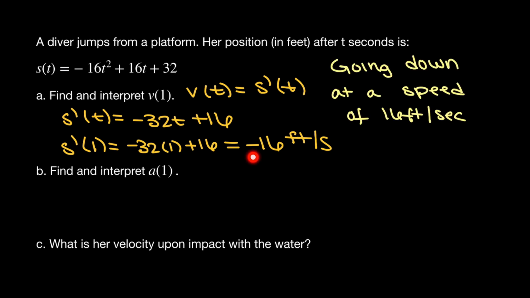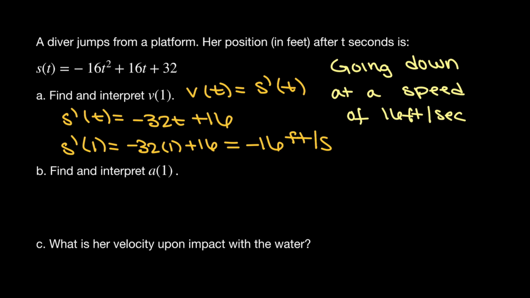The negative part is telling me that she's moving in the negative direction, which in this case I would assume is down. So this is telling me that she's actually going down. That's what the negative tells me. And then the magnitude, or the absolute value of your velocity, is your speed. So this is telling me she's going down at a speed of 16 feet per second. If I had gotten a positive velocity, that means she's going up.